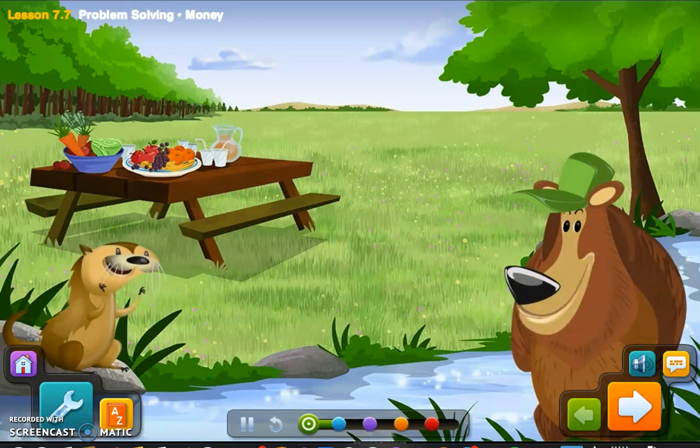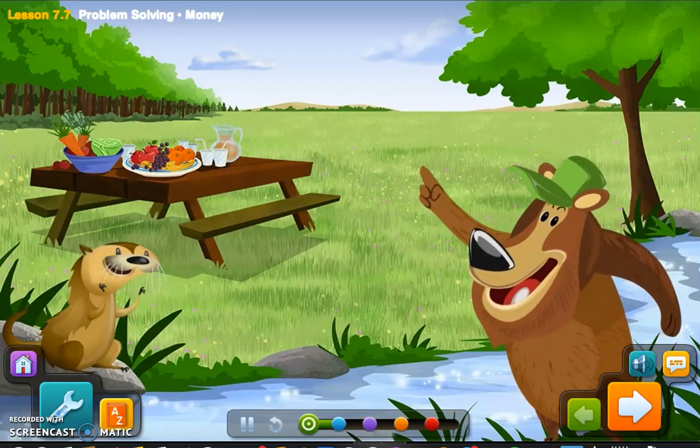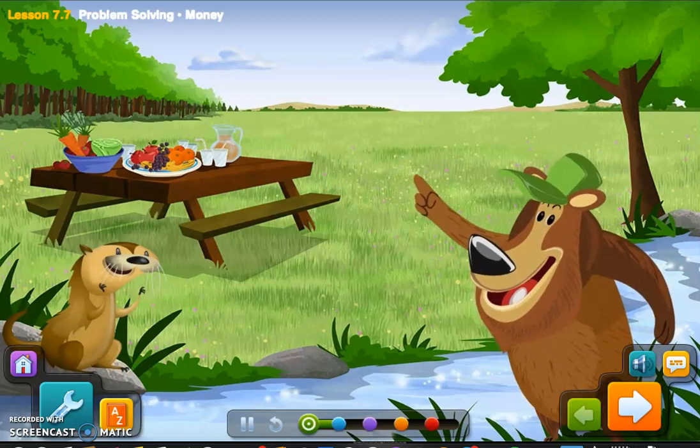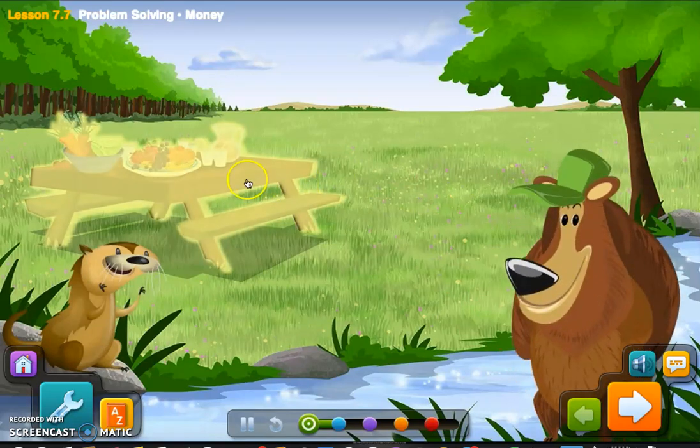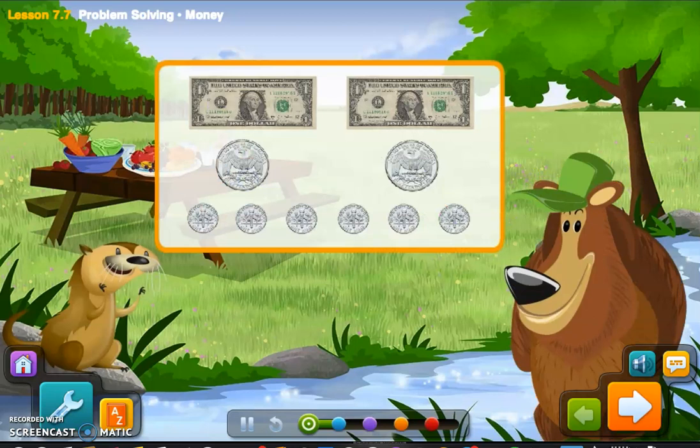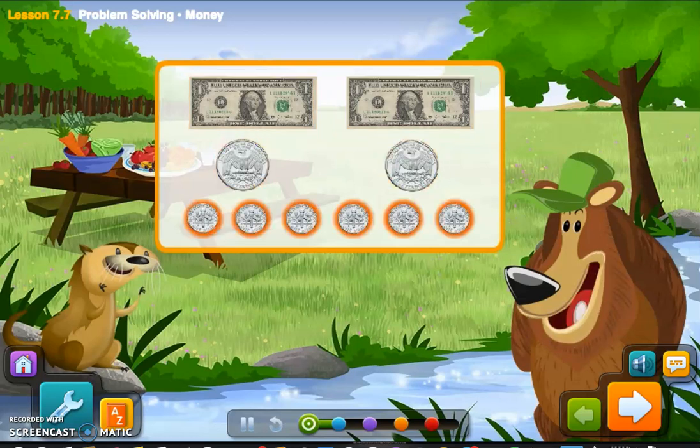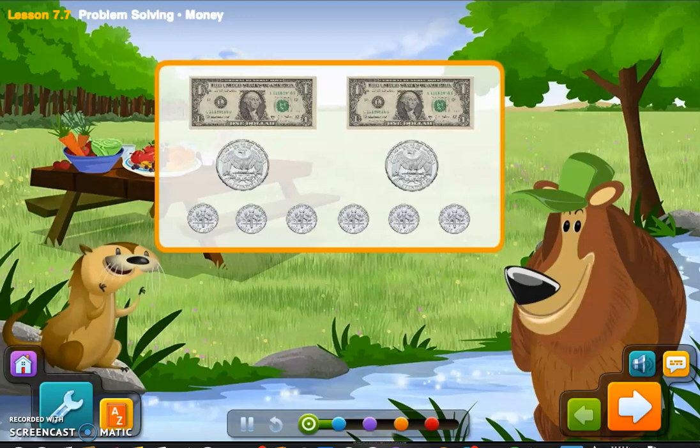Hi there, friends! Okana found some money underneath the picnic table. One of the people having a picnic must have dropped it. We want to know the value of the money she found. Click the picnic table to take a closer look. Okana found 2 $1 bills, 2 quarters, and 6 dimes. We want to know how much money she found. I wonder if we can solve this problem by acting it out. Let's learn more.